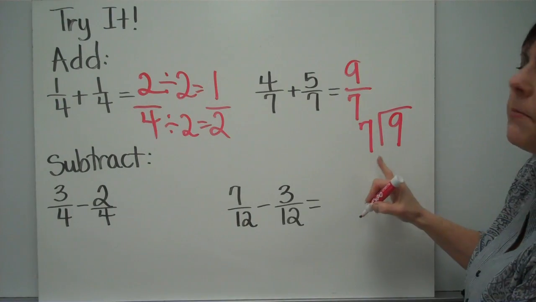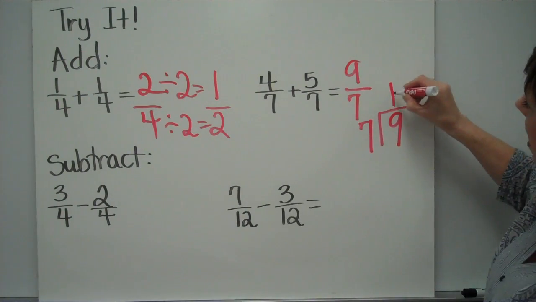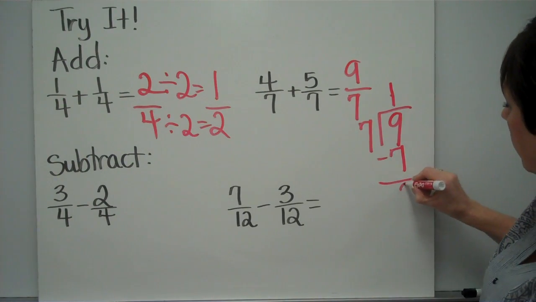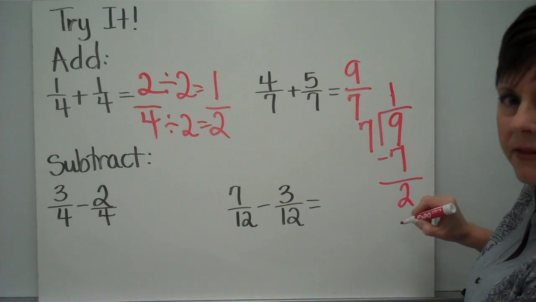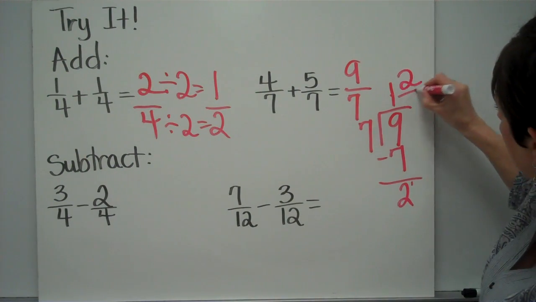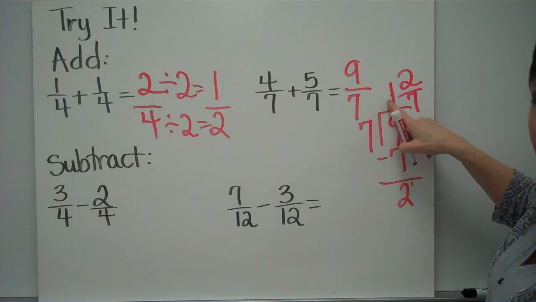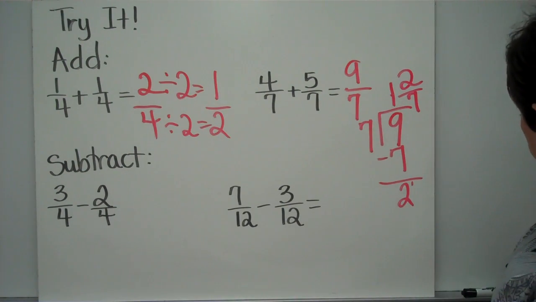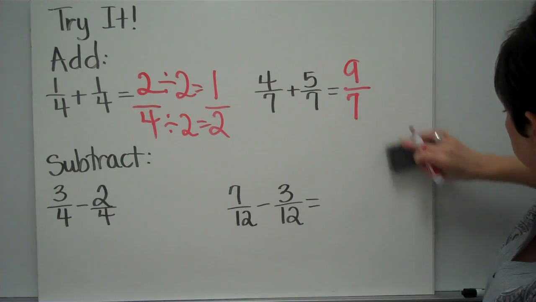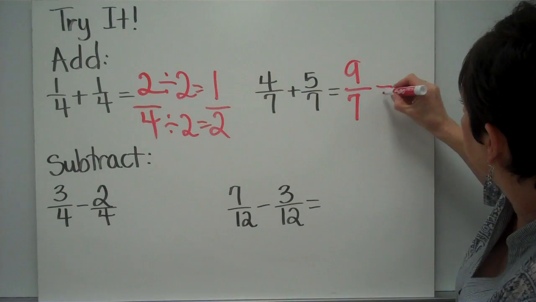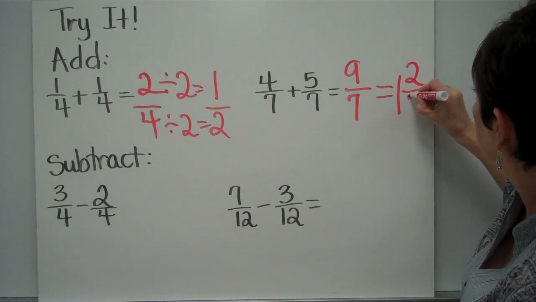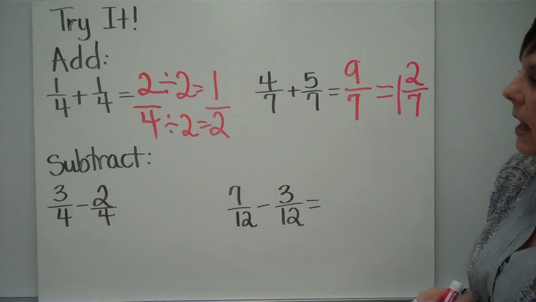Let's see. 9 can be divided by 7 one time. 1 times 7 is 7. Subtract, we get 2. We'll make that into a fraction, 2/7. And our answer would be 1 and 2/7. We would write it like this. We would say 9/7, which is also equal to 1 and 2/7.